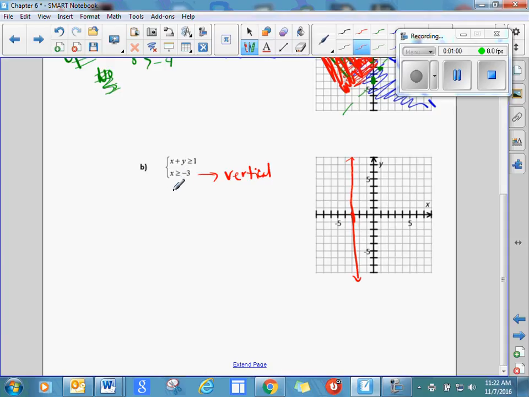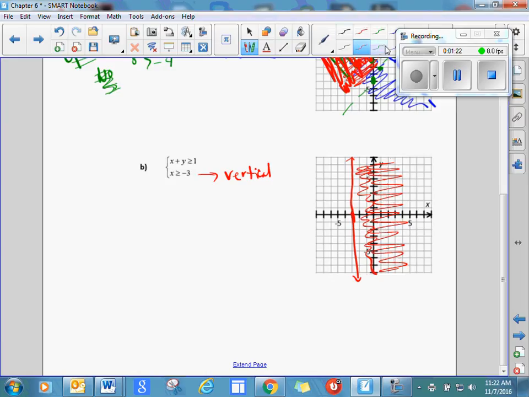So if I just pick the point 0, 0, is 0 greater than or equal to -3? Well, yeah, it is, for sure. So that's going to be the part that's going to be shaded in red, and it's going to include all the ordered pairs, including the ordered pairs on the line that are on the right side of the vertical line.